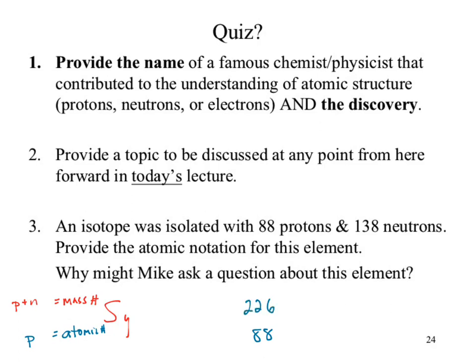226. And then you can say the symbol. The symbol is tied to our atomic number, and we have Ra, also known as radium. Why would Mike pick this one? Radium gives us the gold foil experiment, the existence of a nucleus. Cool. Kind of make sense? Okay. We're good with that.